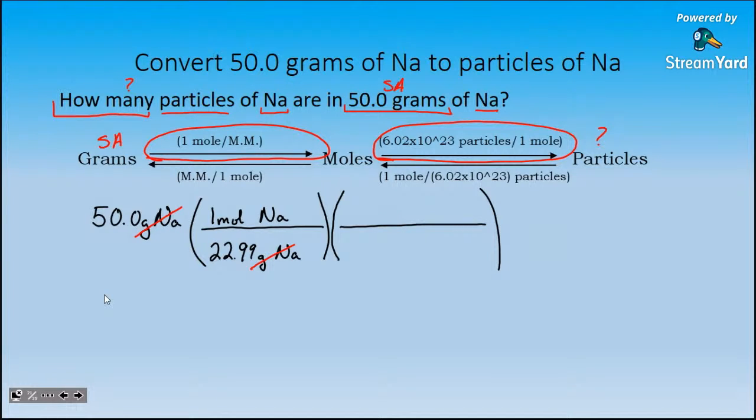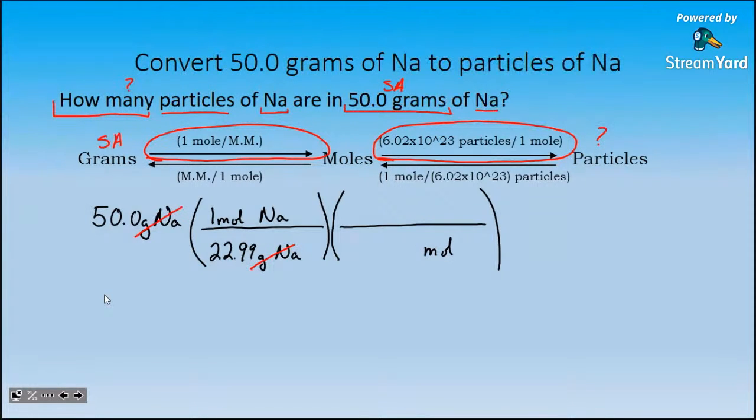And again, I could go on and do the math, 50 divided by 22.99, and find that number of moles, and then start a second problem of moles to particles and follow the process that we did in the second video. But to me, it's much easier to string it together and just do it all at once in the calculator. So now, in my second step, I want moles to cancel.